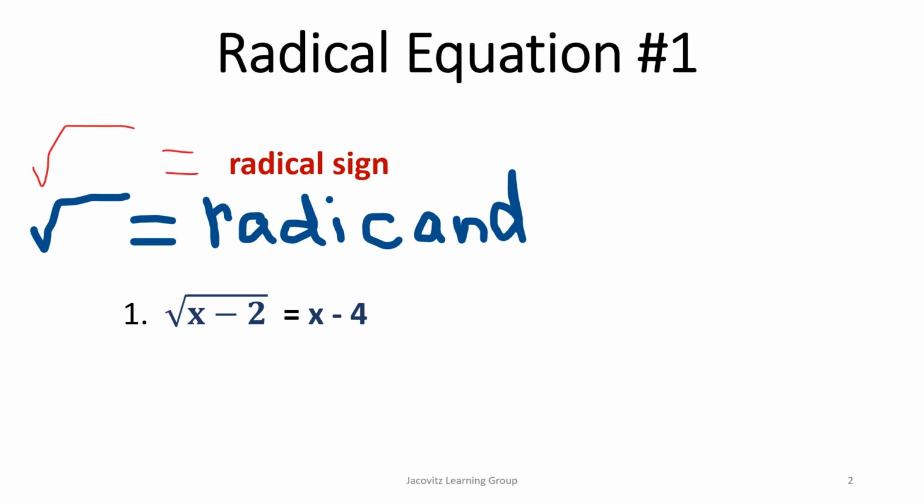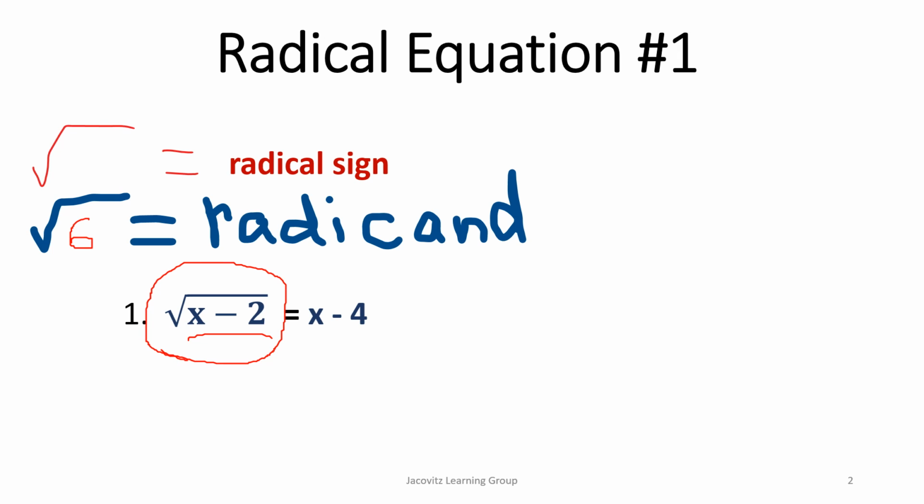This is a radical sign. Anything under the radical sign is called the radicand. And so therefore you have this whole term, both a variable and a constant, or a variable and a number, under a radical sign. And our first problem is the square root of x minus 2 equals x minus 4. And all of this is under the radical sign.